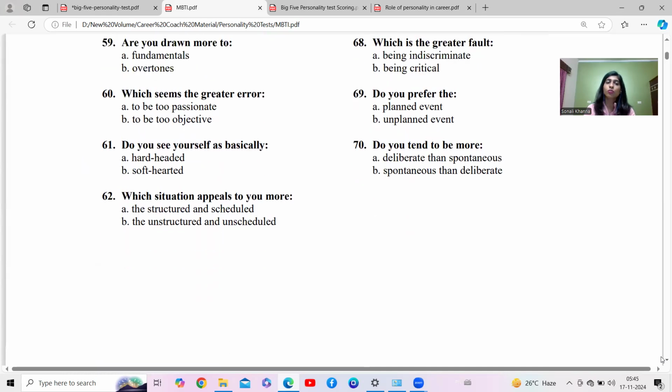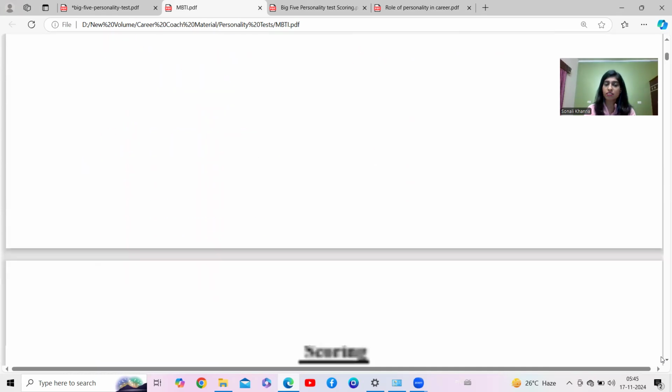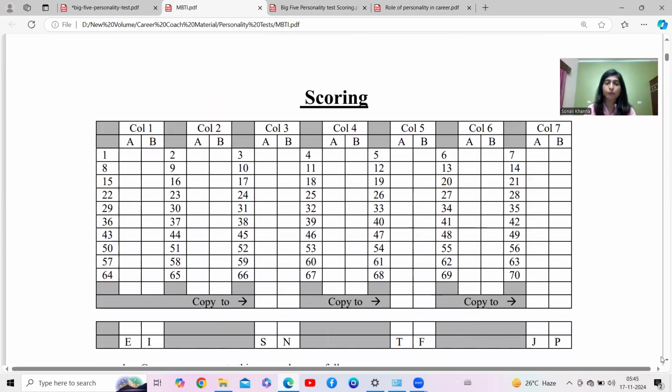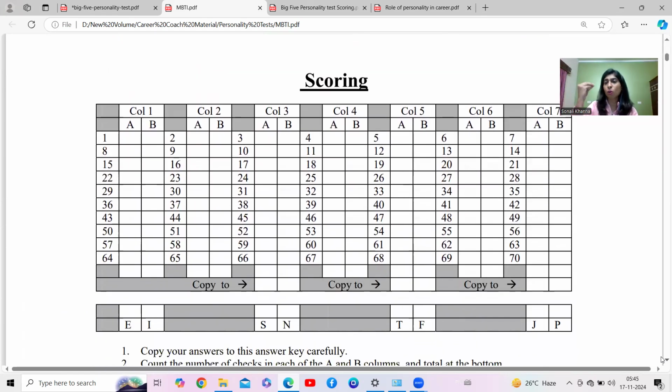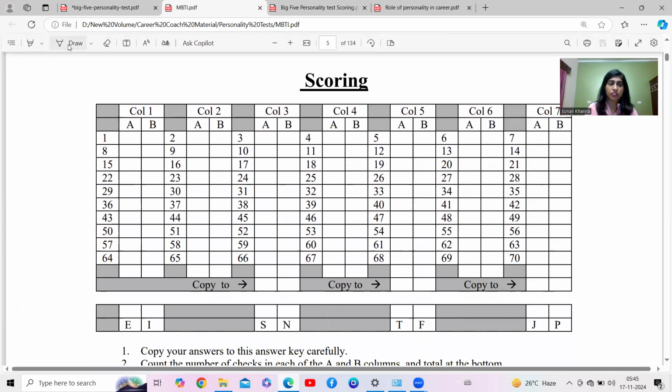Now you have to ask your subject to mark answers in this particular scoring key. Or you can give them the option to mark it on that particular questionnaire only, and then you yourself put ticks here. So how is the scoring to be done?